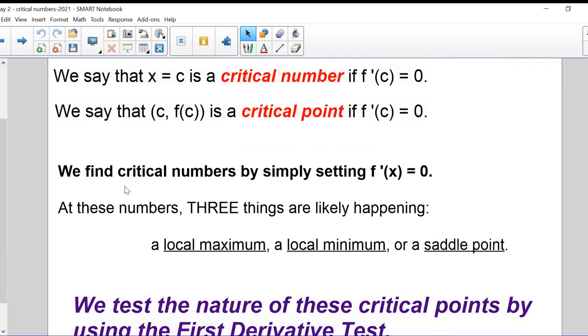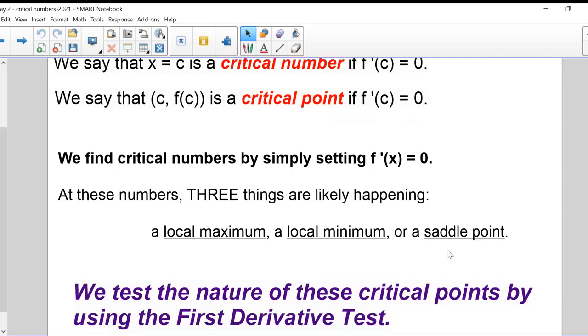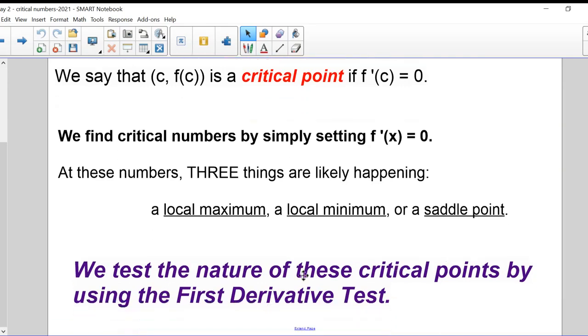So we can find critical numbers by simply setting f prime of x equal to 0. And we've been doing this. This is not something completely new to you. When you were asked to find maxes and mins before, you were doing that. You were setting the first derivative equal to 0, because that means there's a horizontal tangent, which probably means we have a max or a min. So three things are likely to be happening: a local max, a local min, or something called a saddle point, and we'll talk about what that is in a minute. We're going to test the nature of these critical points by using the first derivative test.